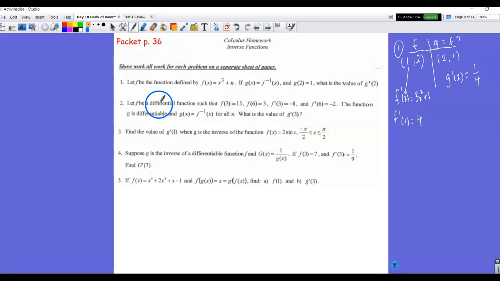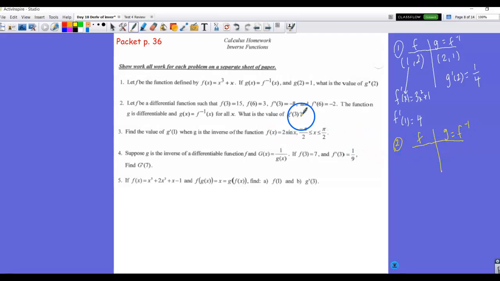Problem number 2. Let f be a differential function. I think it's supposed to be differentiable function such that f of 3 is 15, f of 6 is 3, and then I have the information about the derivatives at those x values. The function g is differentiable and g of x is the inverse. So I'm going to come over here. Well, I'll stay on the right hand side. So number 2, I have two functions. I'm going to make a smart chart because if you're smart, make a chart. So we know that g is the other function, which is the inverse of f.